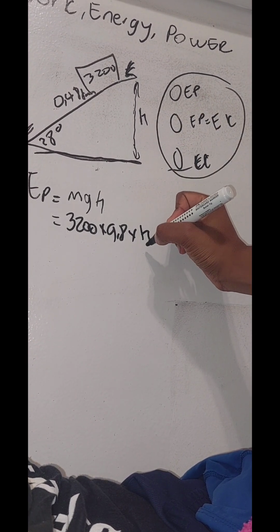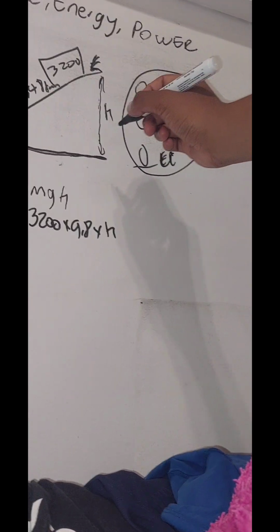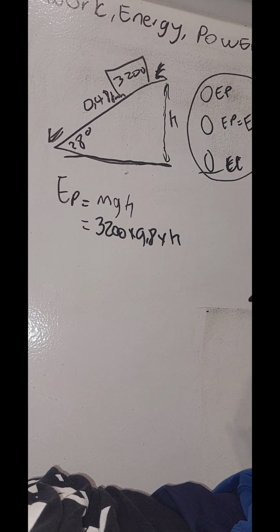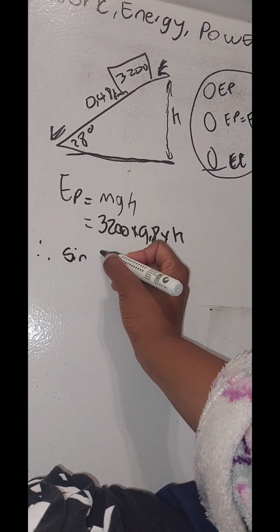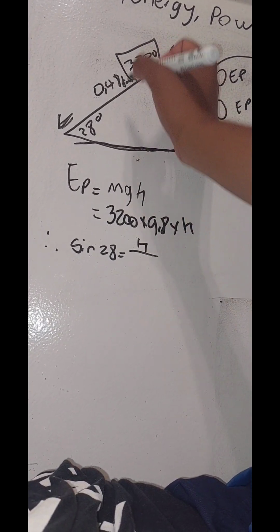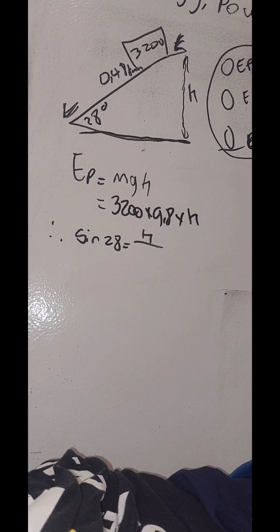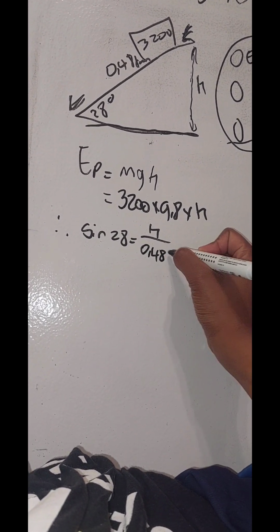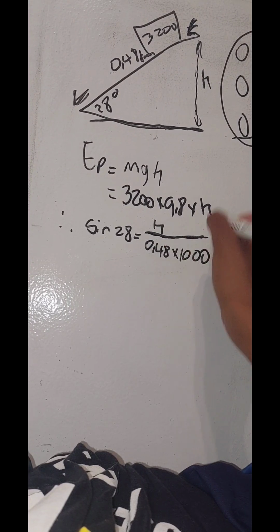We don't have a height, right? But how do we calculate the height? I told you when I was making this example. So to calculate the height, I'm going to say sine 28 is equal to height over 0.48 in kilometers, but I want to turn it into meters, so I'm going to multiply it by 1,000. 0.48 times 1,000, because I want it to be in meters.